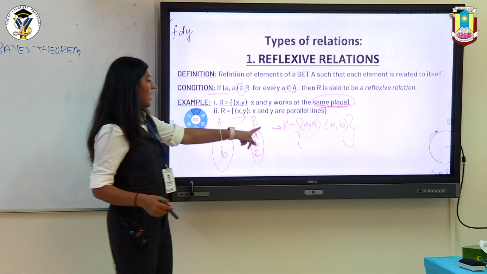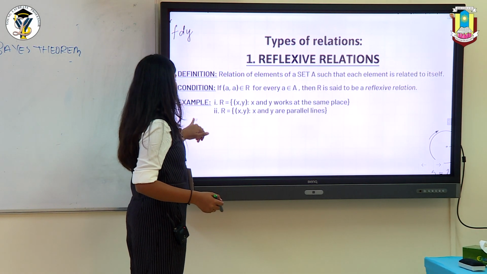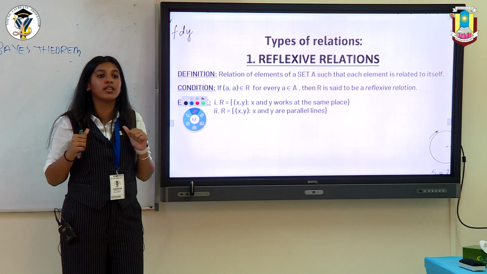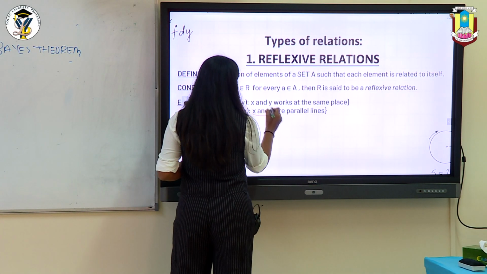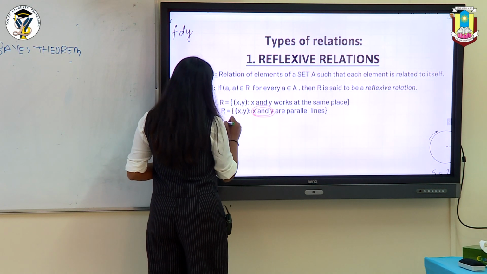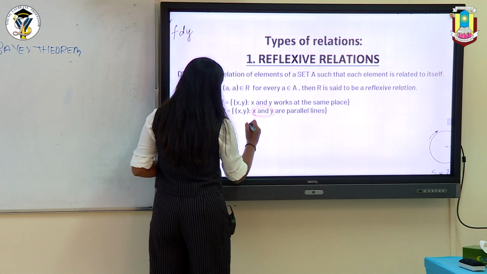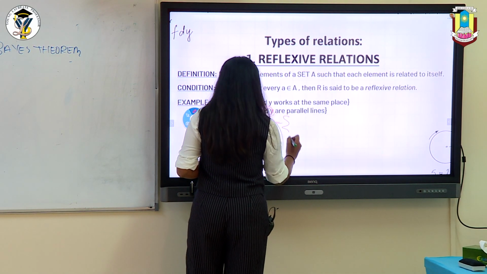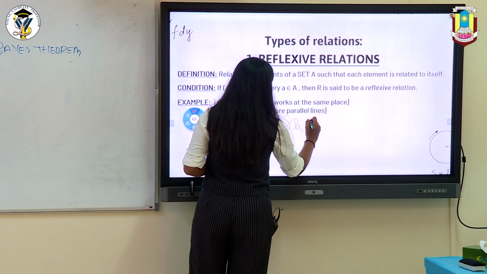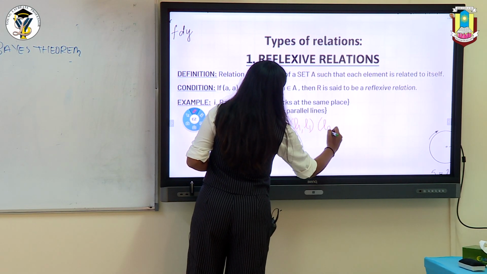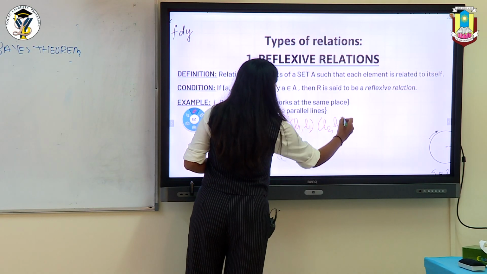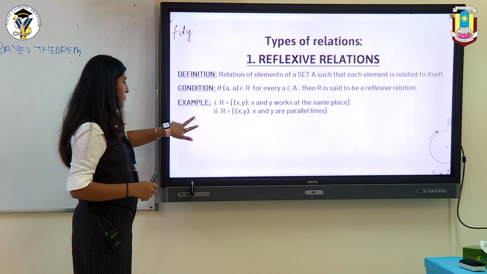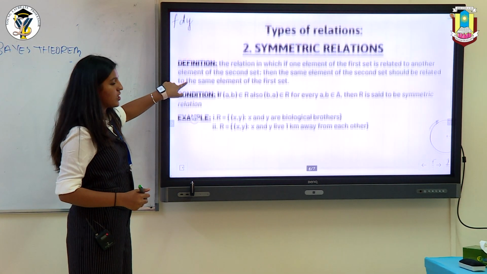The next example we have is x and y are parallel lines. We know the condition that every line is parallel to itself. That makes it related to itself. So if you have lines L1 and L2, the reflexive relation connecting those two will be (L1, L1) and (L2, L2). That is a reflexive relation. I hope you understood.